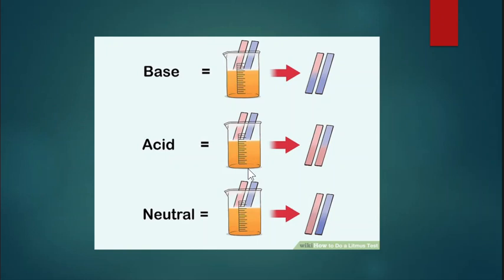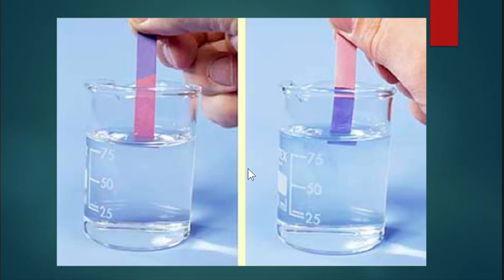Litmus paper comes in either blue or red, but if you put it in a base, both of them turn blue. Or rather, the blue stays blue and the red goes to blue. If you put it in an acid, the red stays red and the blue turns red. And if you put it in something neutral, they stay the same. So if it turns red, it is an acid. If it turns blue, it is a base.